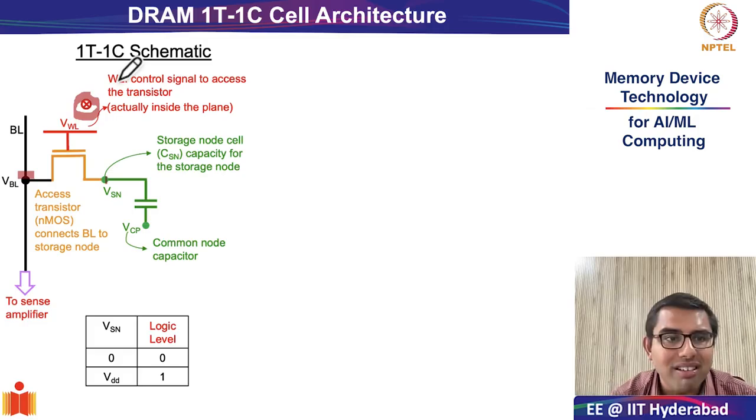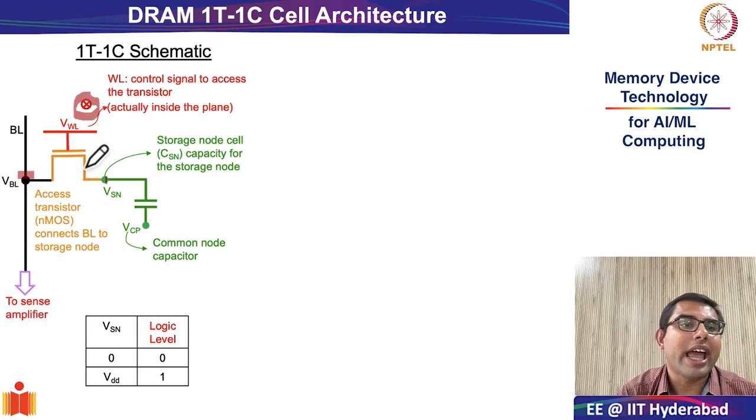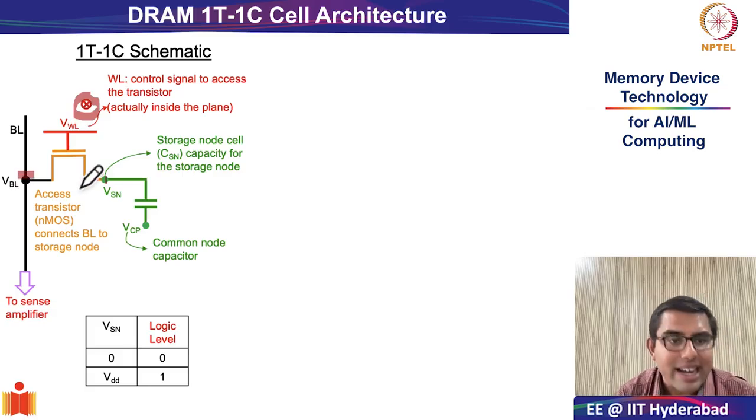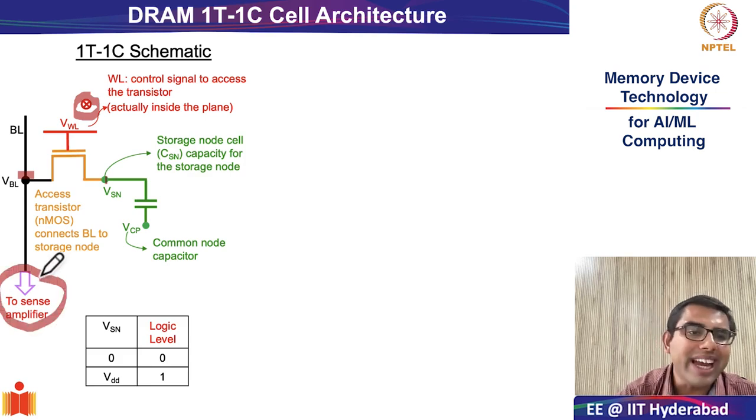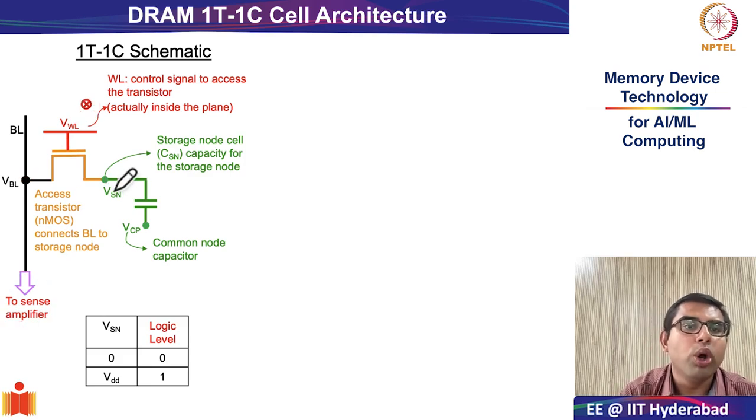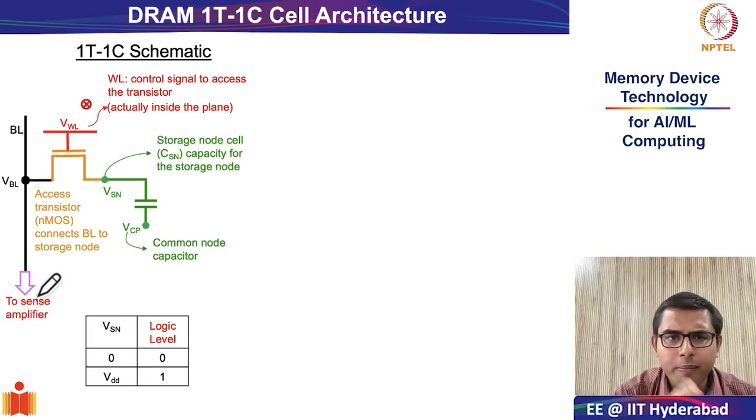Whenever the word line is asserted, the access transistor gets turned on, and now the storage node is connected to the bit line through this NMOS transistor. Whatever information is to be read in or written out is controlled by the peripheral circuitry. In the read operation, the charge from the storage node flows into the bit line and is read through the sense amplifier. We will go into details of the read and write cycles. Let's just now focus on the cell architecture.